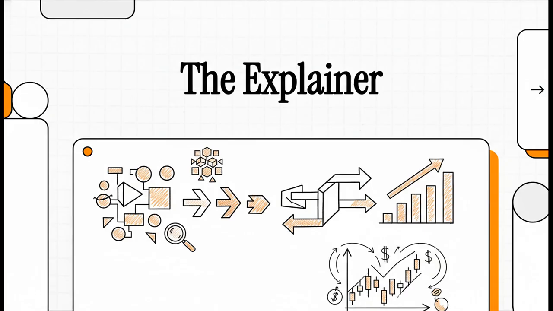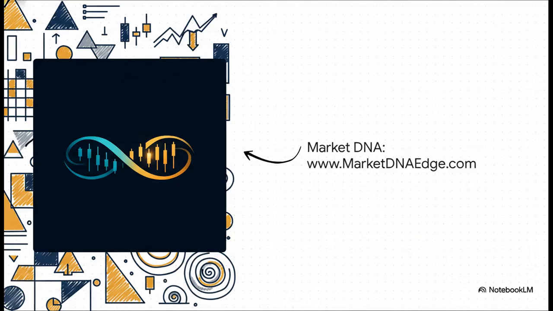Today, we're going to walk through a really unique geometric market analysis. So let's jump right in. What we're doing here is documenting a method from a group called Market DNA, and we're going to see exactly how they've applied it to the S&P 500 index.